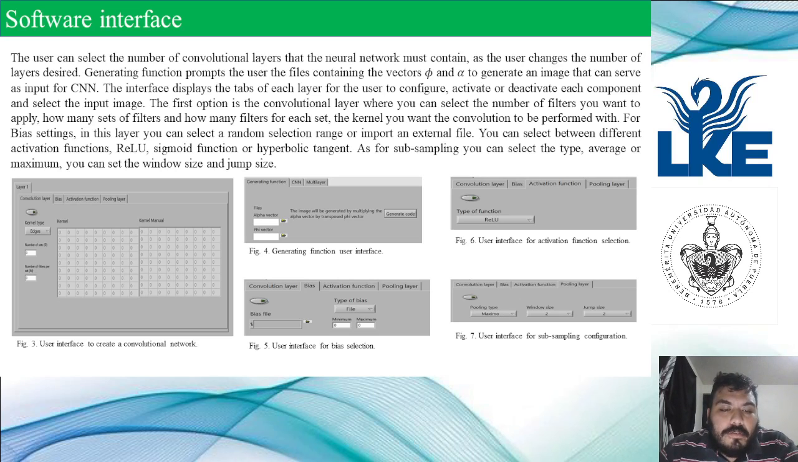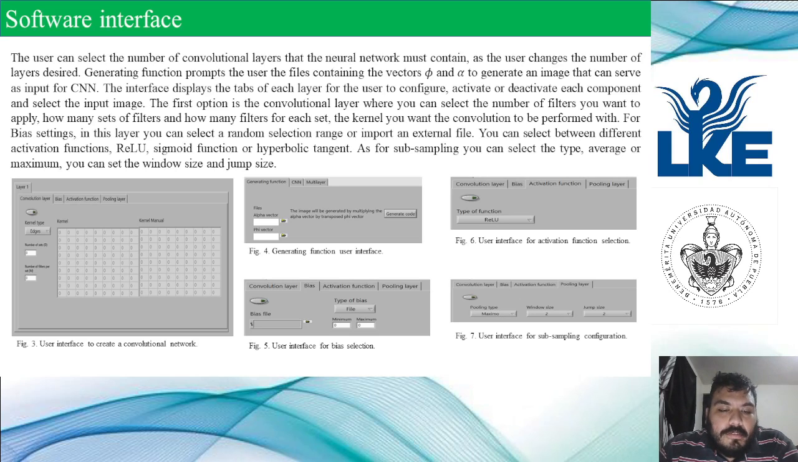The first option is the convolutional layer, where you can select the number of filters you want to apply, how many sets of filters and how many filters for each set, and the kernel with which you want the convolution to be performed. Just right here in figure 3.